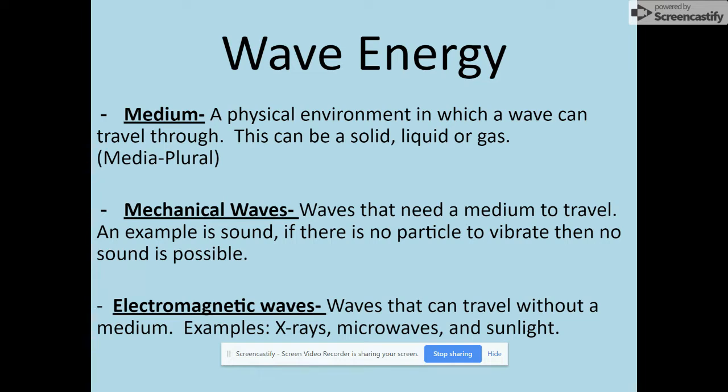And then electromagnetic waves, they can travel without a medium. So this is X-rays, microwaves, and light, not just sunlight, but light in general. If you shine a light through a vacuum, which is what we call it when we're talking about outer space or something without a medium, light does still travel. So we're going to write down those definitions. You can pause there if you need to.